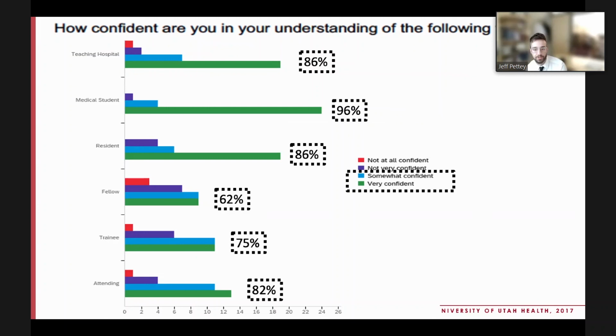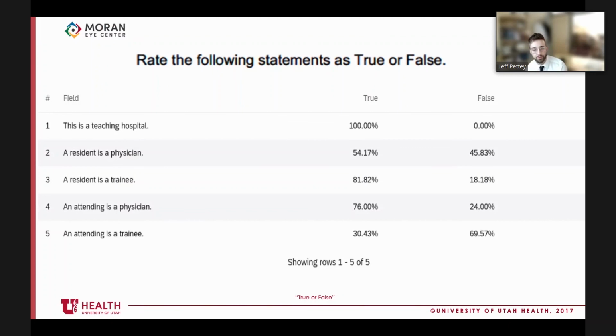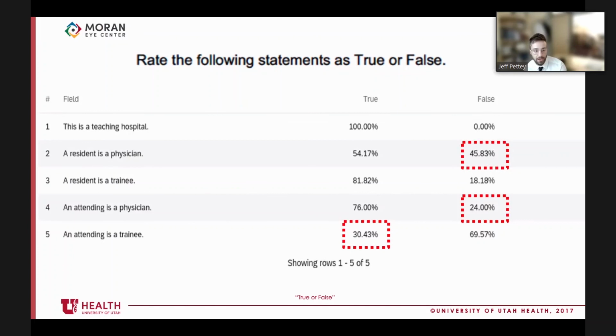However, when we compare that with their ability to answer these true or false statements defining these terms, we see some somewhat surprising data. For example, highlighted here, almost half of our population said false that a resident is a physician. About a quarter said false and attending is a physician, and almost a third said true and attending is a trainee.